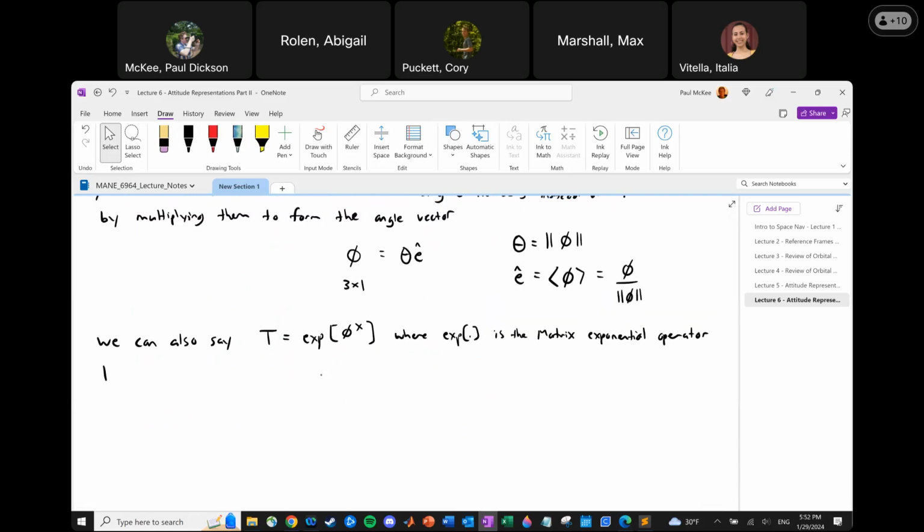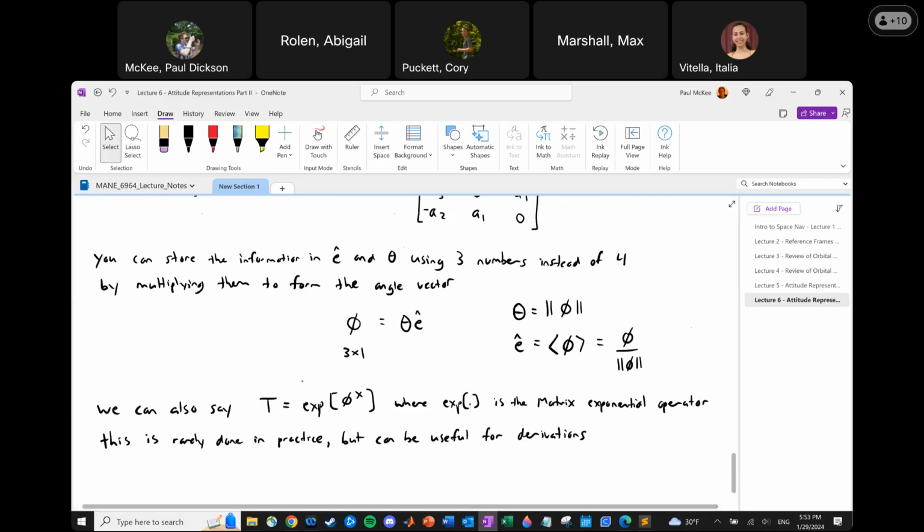This is rarely done in practice, but can be useful for derivations. So you might see this thrown around in a textbook, but you typically won't see it thrown around in flight code. And that's basically it. So this is our angle vector, which might even get its own little red box. There we are. Also very important.